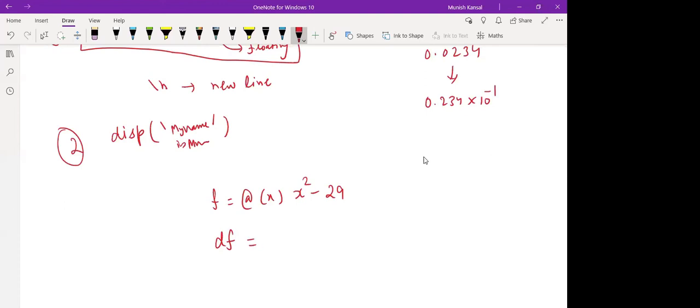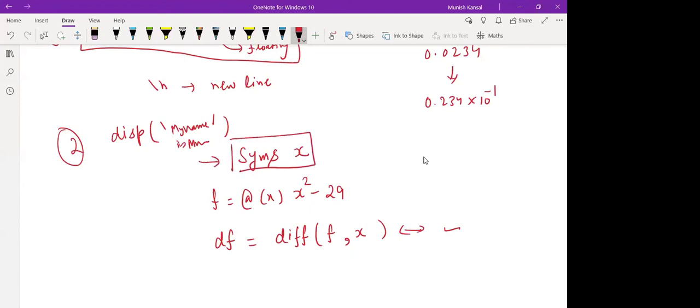With the help of the diff command, you can find out the derivative. Diff is the command in MATLAB. So diff of f comma x, but this will not give you the answer of the differentiation of this function. You have to declare your variable x as a symbol. So there is the command syms x. You declare that x is your variable, syms x. Then you write down your function. Then you make this command diff f comma x. This will give you the derivative symbolically.